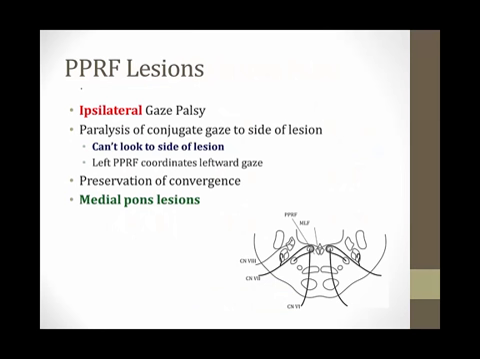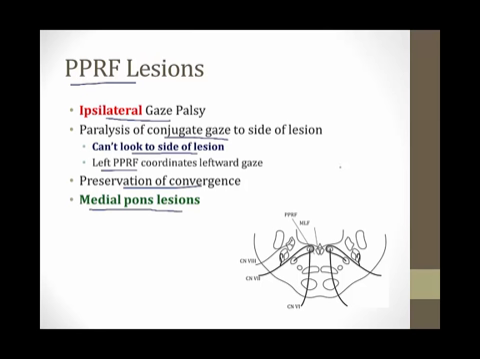Let's talk about some other lesions of the conjugate gaze system. Let's talk about what happens if there is a lesion involving the PPRF. This will lead to an ipsilateral gaze palsy. In other words, there will be paralysis of conjugate gaze to the side of the lesion. The patient will not be able to look toward the side of the lesion. That's because the left PPRF coordinates leftward gaze. There will be preservation of convergence because that's a different neural pathway. And this can happen when there's a medial pons lesion.